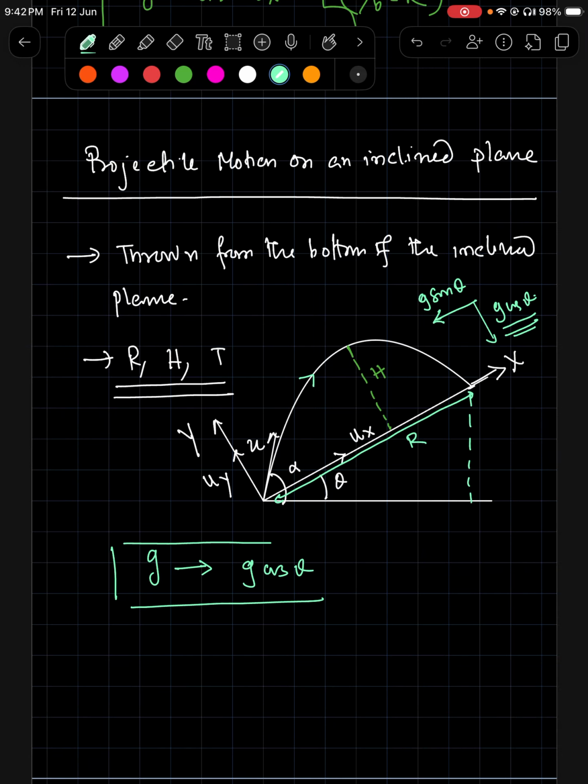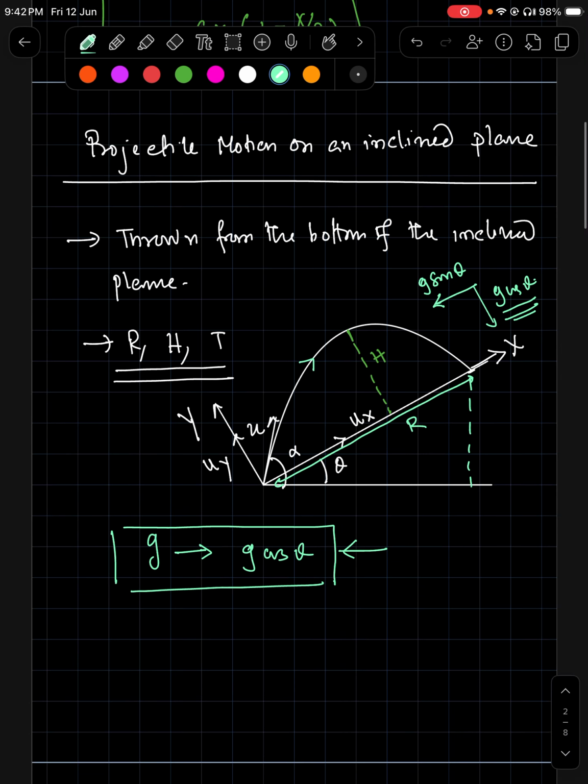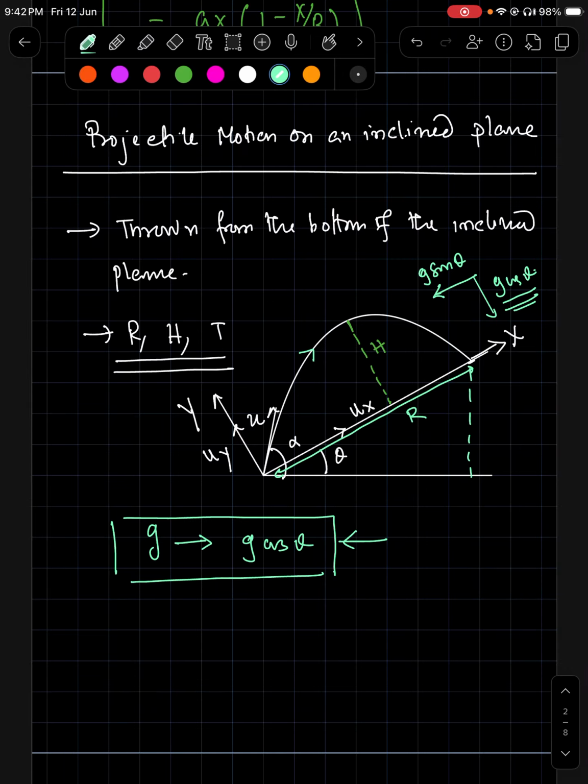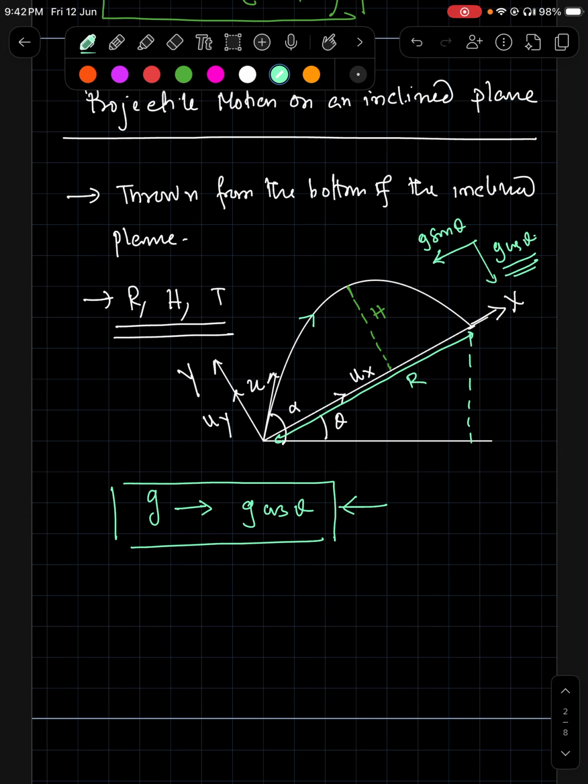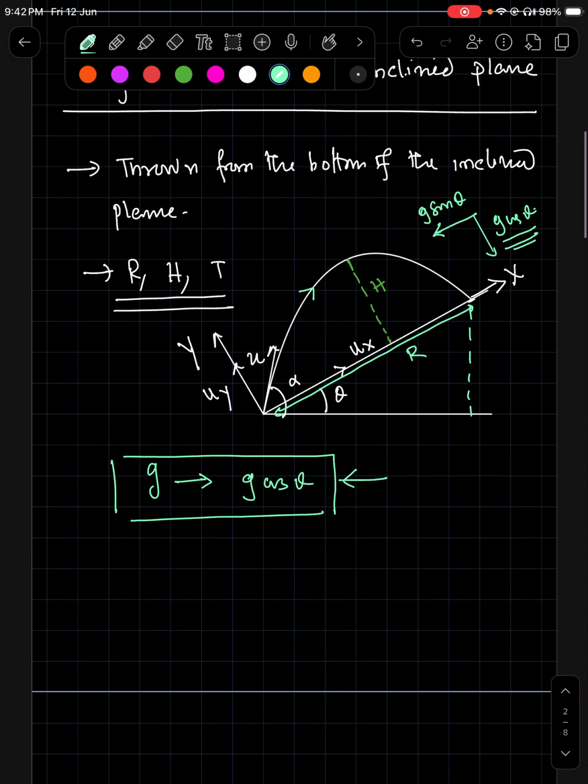This is the first striking difference. This kind of replacement is going to make it easier to consider the projectile motion here. So wherever g is present in the previous formula, we have to replace it by g cos theta, because along the negative y direction only one retardation is acting, that is g cos theta, the component of g along the negative y-axis. Okay, so this is very, very important, and the replacement is necessary.